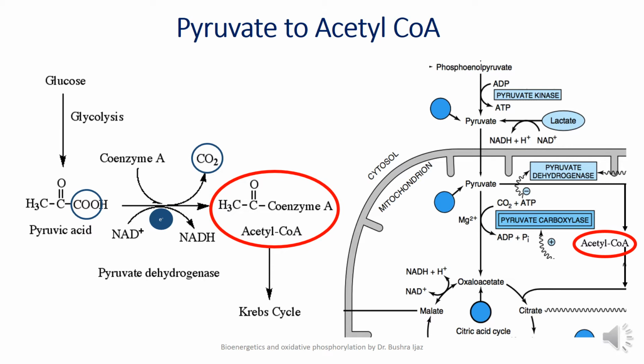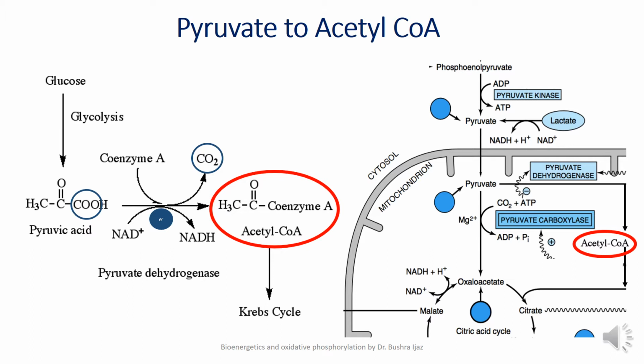Now, we can divide this conversion of pyruvate to acetyl coenzyme A into three steps. So, in the first step, a carboxylic group is removed from the pyruvate, releasing a molecule of carbon dioxide into the surrounding medium. Now we know that carbon dioxide is one carbon attached to two oxygen atoms, and it is one of the major end products of cellular respiration.